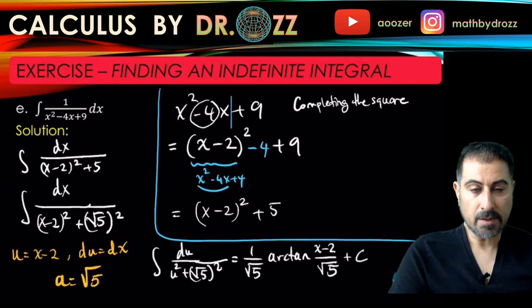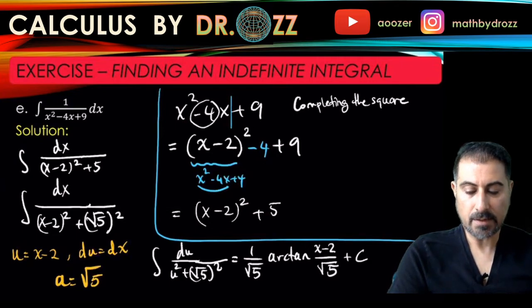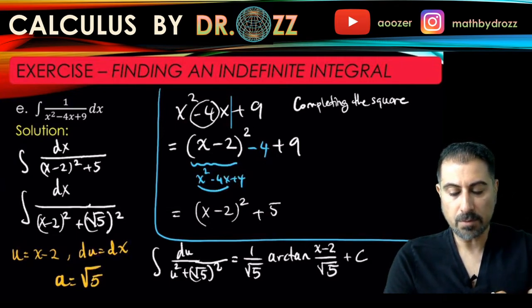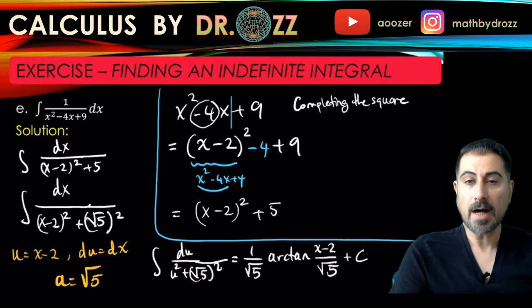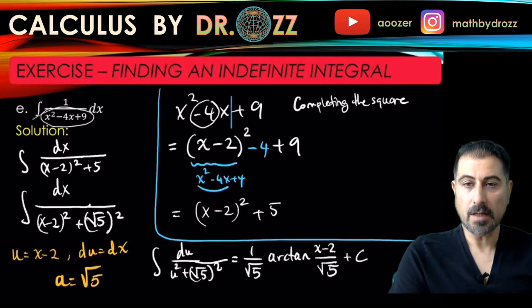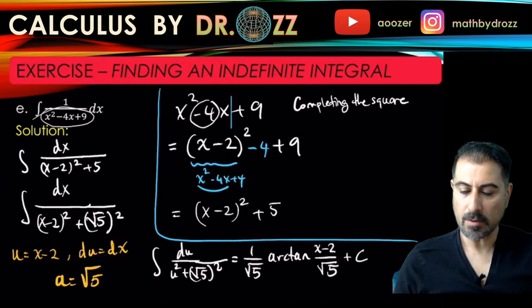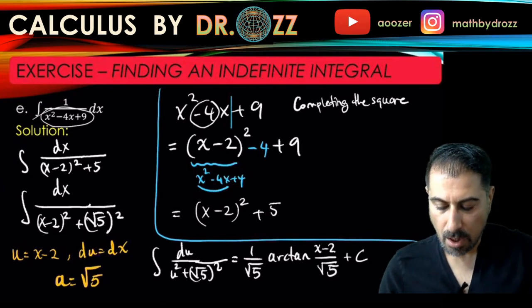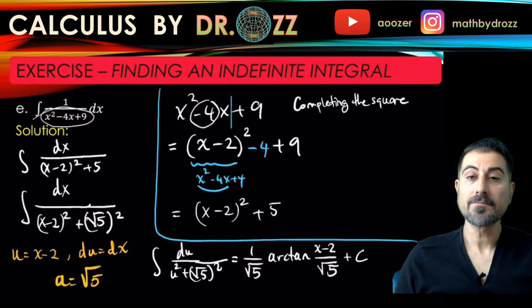But the whole idea here is to see that you have to complete the bottom of the integral to a square. If you can see that, the rest is just a little algebra. All right, so let's move on to part F.